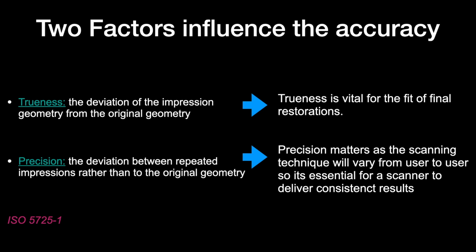Both these definitions will help with research on scanners, accuracy, precision, and trueness. So why is trueness important? It's important for the fit of final dental restorations, because we're assessing how deviated the impression is from reality, while precision matters because the scanner will be used by different clinicians, or by the same clinician at different times, so we want it to be consistent.